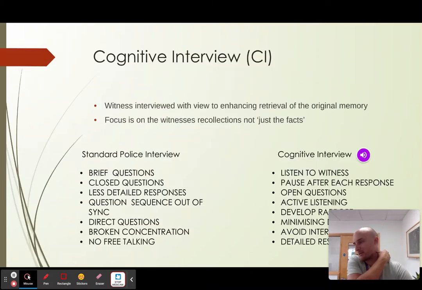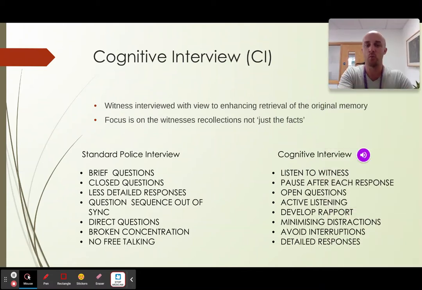This is the main thing you need to know, in my opinion. I'm going to go through the four elements in a minute, but I do want to go through the differences between the standard police interview and the cognitive interview. So the standard police interview here has brief questions. They tend to be closed. Did you see the knife? Yes or no. Did you see the person in the hoodie? Yes or no. There's less detailed responses from the witness. So the police officer is usually in charge of how much is said. The question sequence is out of sync.